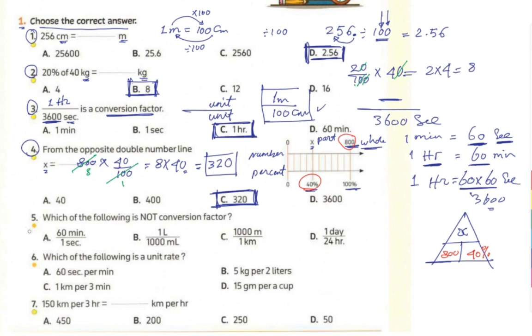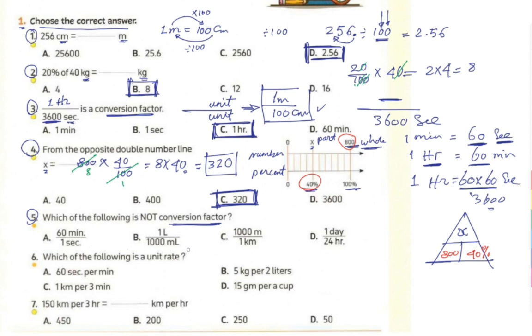Okay, we have question number 5. Which of the following is not a conversion factor? A conversion factor, like what? Like this one, 1 meter over 100 centimeter. We have to have the same quantity, length and length, and 1 meter equals 100 centimeters.